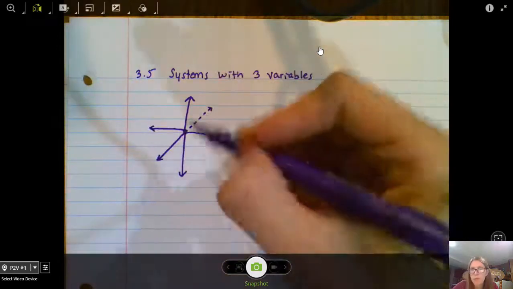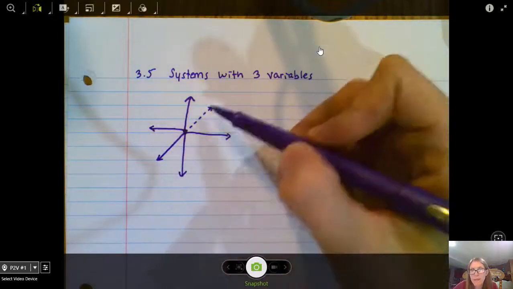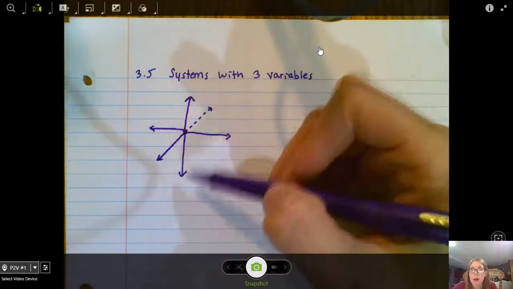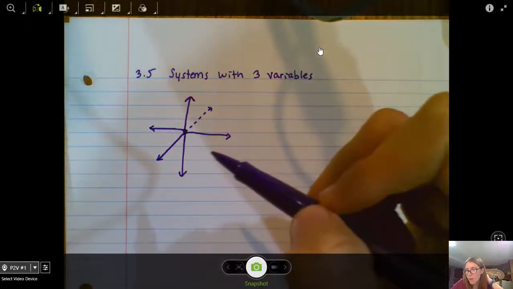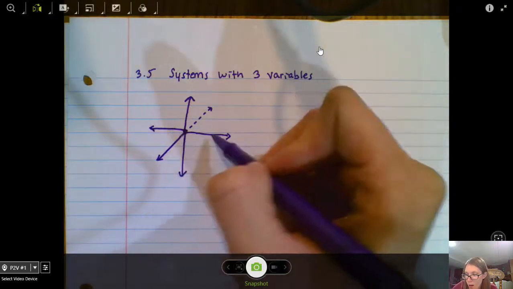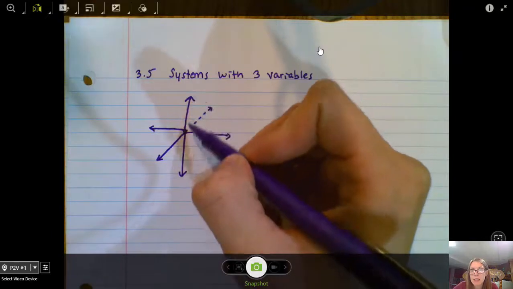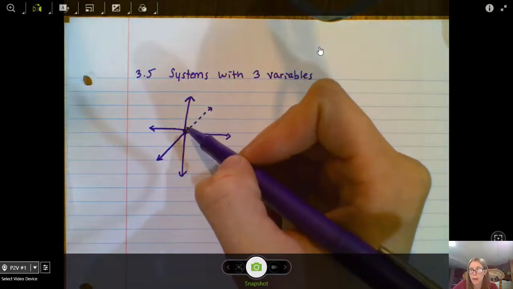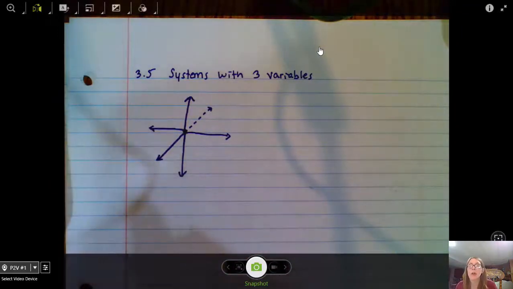So we have one axis that's running left and right, one that's running forward and back, one that's running up and down. So this is really like the corner of a room. Your x and your y axis are the floor, and then your z axis is the corner of the wall going straight up. So that's what we're looking at there. When we have a system with 3 variables, we're talking about lines still, but it's in 3 dimensions. So that's a little bit weird.